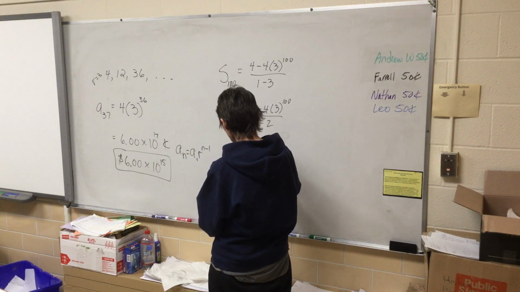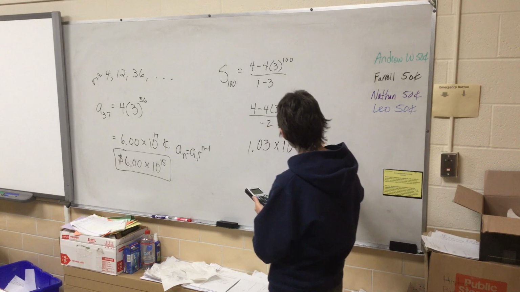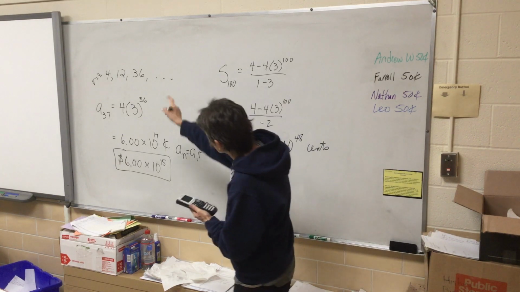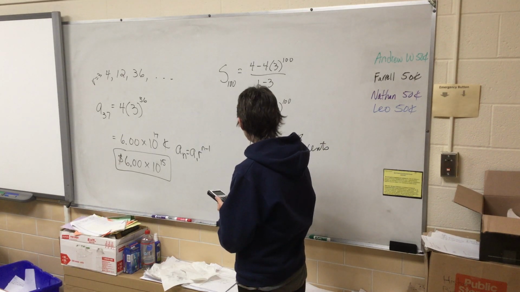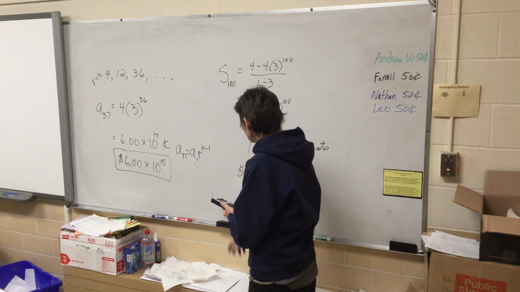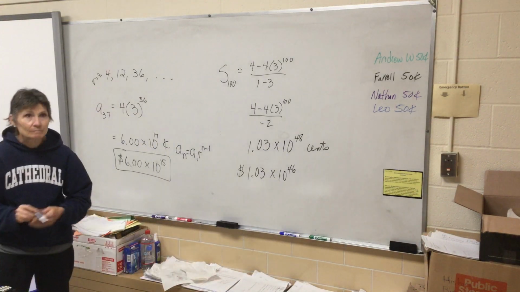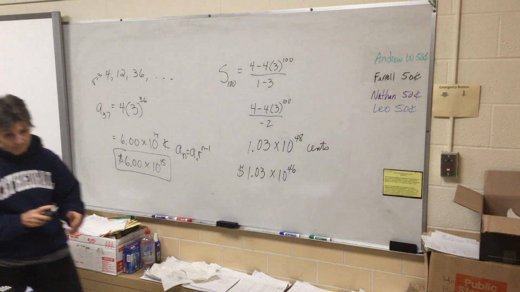So 1.03 times 10 to the 48, that would be cents, since I started with cents. So 1.03 times 10 to the 46 dollars. Wow. Pretty amazing.